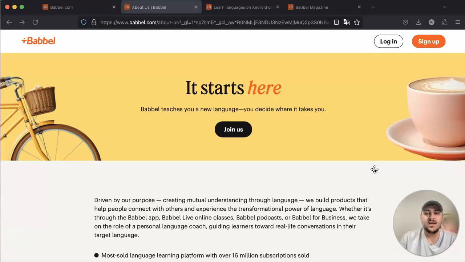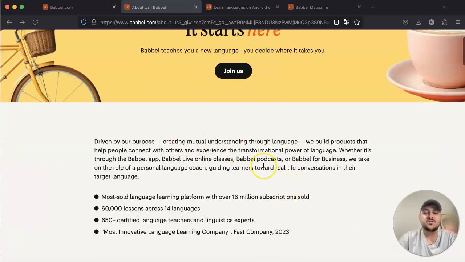Babbel is kind of a personal language coach, as it says here on the screen. Kind of works like a tutor would. So it is for individual student learning, at least the way I'm going to use it here. So this is its about page. Their purpose here is to create mutual understanding through language. So it is more for a conversational, I think, tool, but it does offer more than just conversational tools, and we'll get into that in a second.